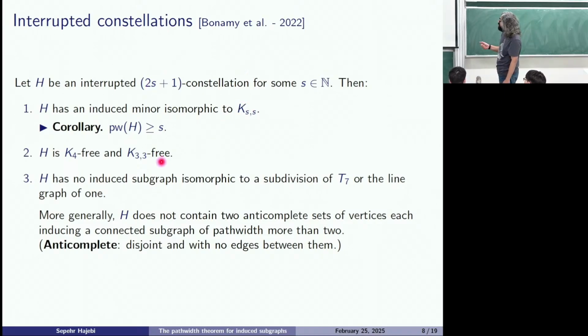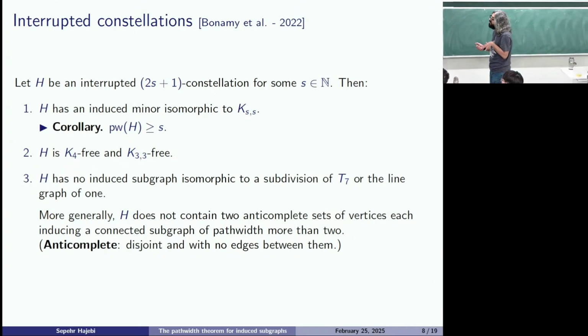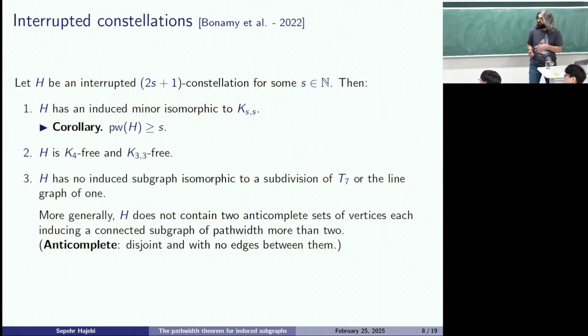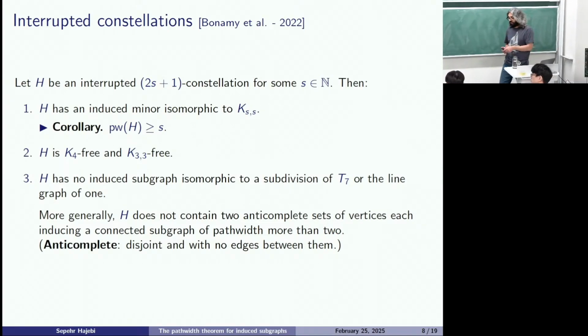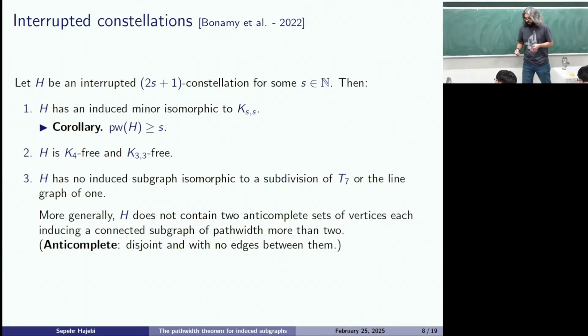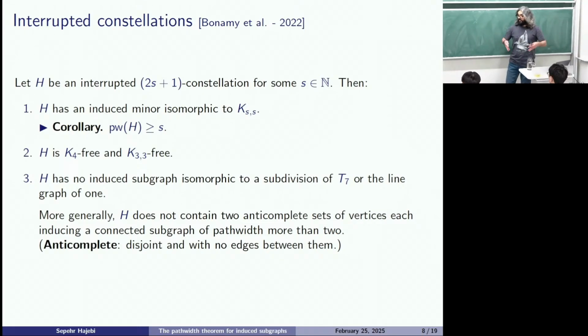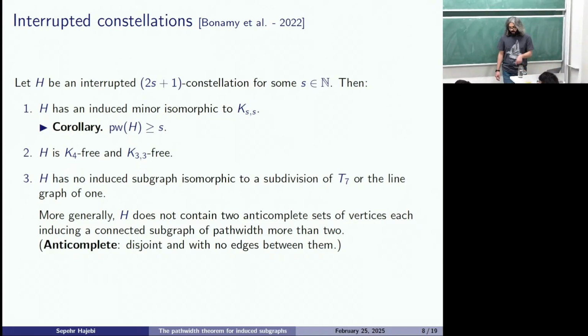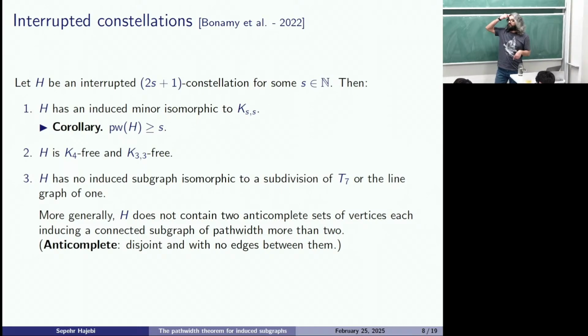So they have arbitrarily large pathwidth, and it's easy to see that they're K4 free and K3 free. And what is more interesting is that they do not contain induced subgraphs isomorphic to any subdivision of a radius 7 binary tree or the line graph of one. Why? Suppose it does, so I have an induced subgraph isomorphic to some subdivided radius 7 binary tree. Let's forget about the root of the binary tree.